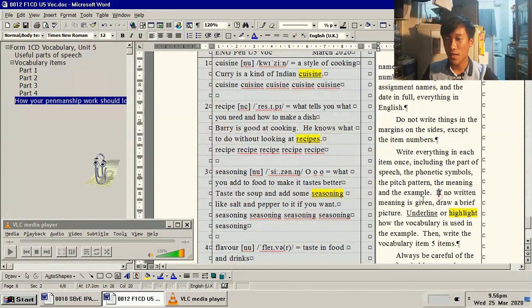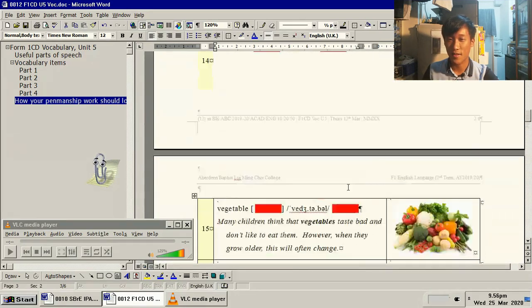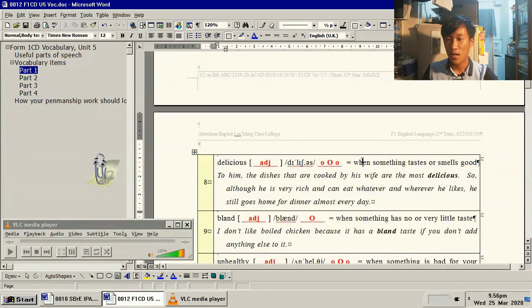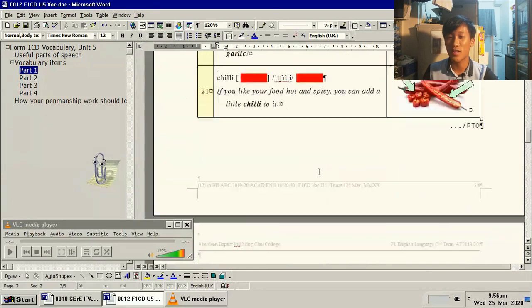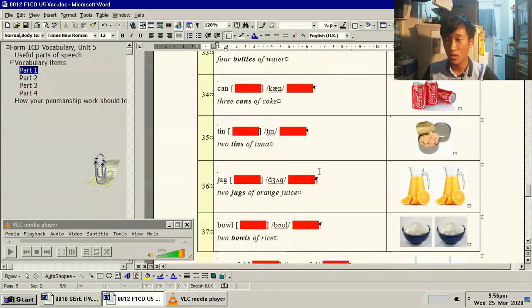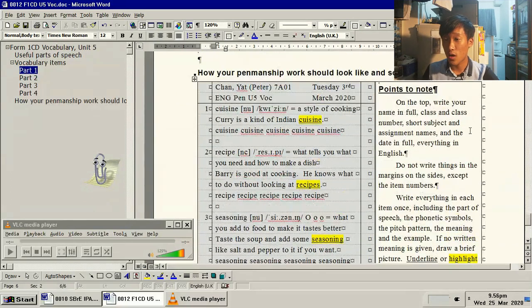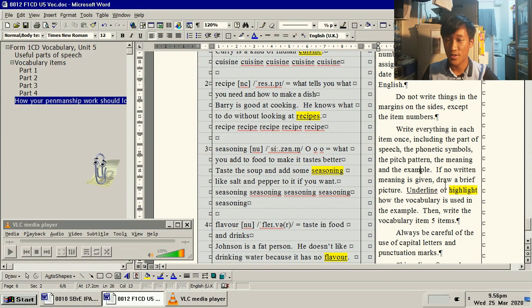So if no written meaning is given, draw a brief picture. So this is the meaning, right? What we have done in items 1 to 10, they have meaning given, okay? Write the meaning. If there is no meaning, for example, other items, you see a picture, you draw a brief picture. It does not have to be very beautiful, just a very brief one. Draw a brief picture, so it helps you remember the meaning when there is no meaning in words, okay?